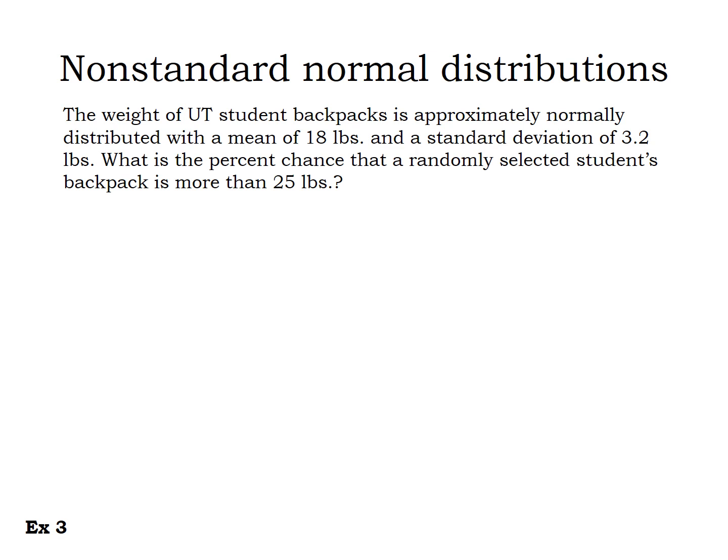So let's look at a completely different variable: the amount of weight in a UT student's backpack. We're going to assume they're normally distributed with an average of 18 pounds and a standard deviation of 3.2 pounds. So we want to know what is the percent chance that a randomly selected student's backpack is more than 25 pounds. Again, our weights of backpacks are normally distributed.